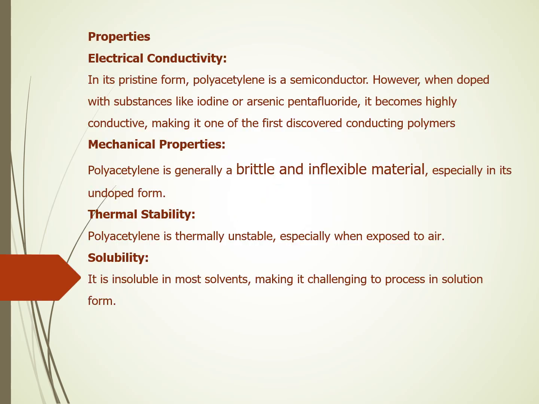Properties of polyacetylene. It shows high electrical conduction. In its pure form it is an insulator, but with dopant it behaves like a conductor. Mechanical property: it is brittle and flexible material. Thermal stability: it is thermally unstable, especially when exposed to air. When it is exposed to air, it reacts with it. Solubility: it is insoluble in various solvents, making it challenging to process in solution form.